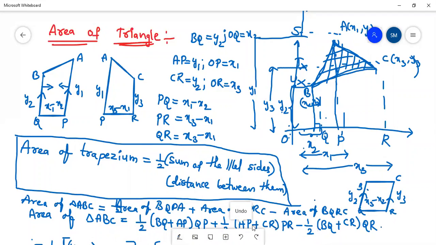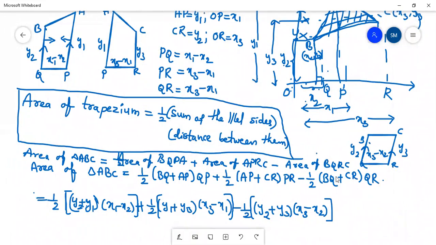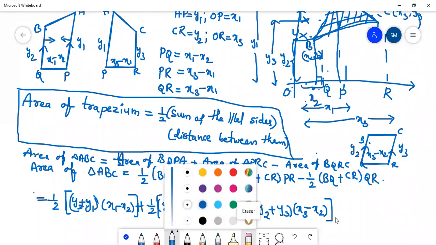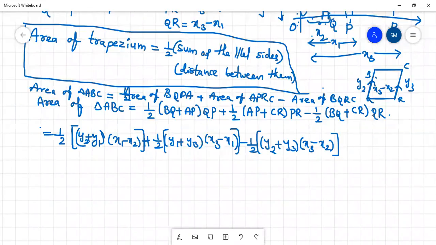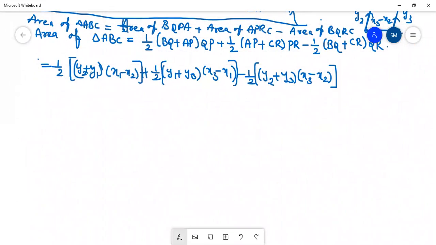These values are substituted in the formula of the trapeziums. In that, the sum of the two parallel sides is y2 plus y1 into the distance x1 minus x2, plus the second trapezium is y1 plus y3 into x3 minus x1, minus the third trapezium is 1 by 2 into y2 plus y3 into x3 minus x2. Now we can simplify these trapeziums, then we get the area of the triangle ABC.